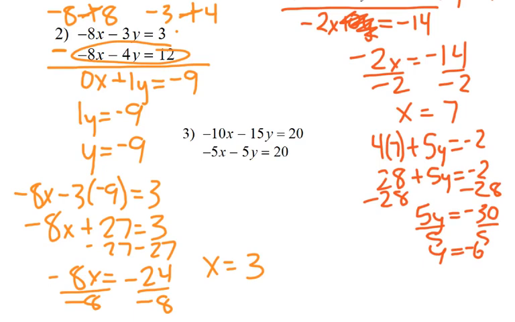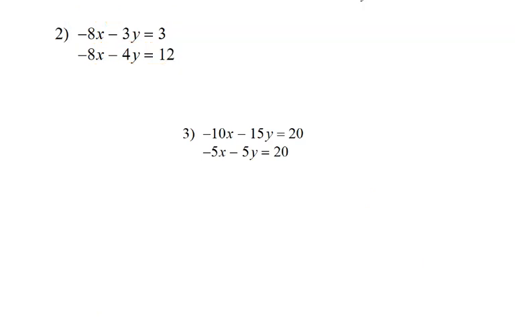Okay, we pick one of these equations. Or, no, we already had the y, didn't we? So, my point is 3, negative 9. That's where they intersect. Okay, and finally, if we look at this last one, number 3, they're not the same, are they? But could we make one the same?